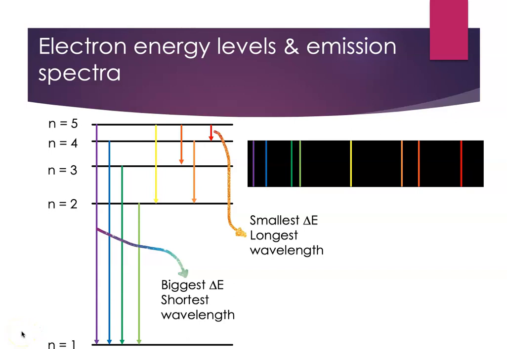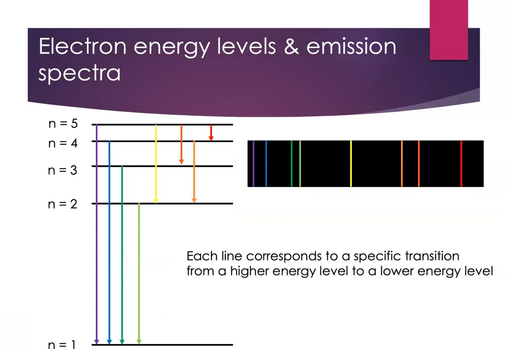Remember, wavelength and energy are inversely related, so a big delta E gives a short wavelength, a small delta E gives a long wavelength. So we can say that each line that we see in the emission spectrum corresponds to a specific transition from a higher energy level to a lower energy level, because these are all emission spectra. The specific delta E for that particular transition correlates to a specific wavelength of light. Remember, the bigger the delta E, the shorter the wavelength. The smaller the delta E, the longer the wavelength.